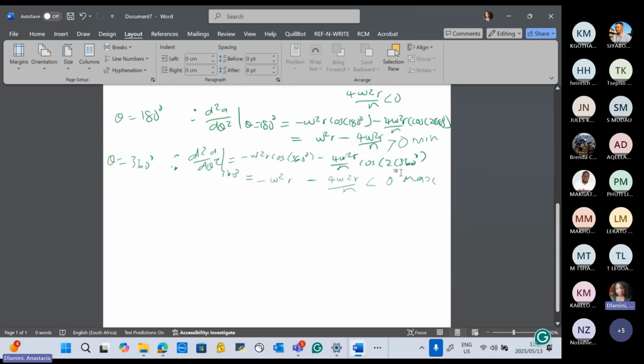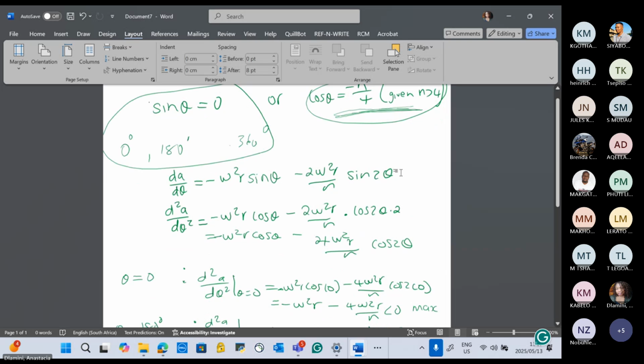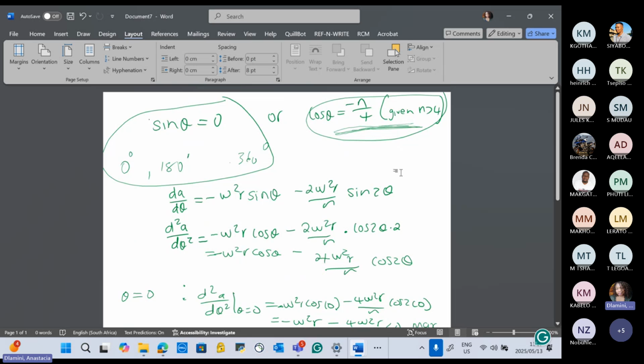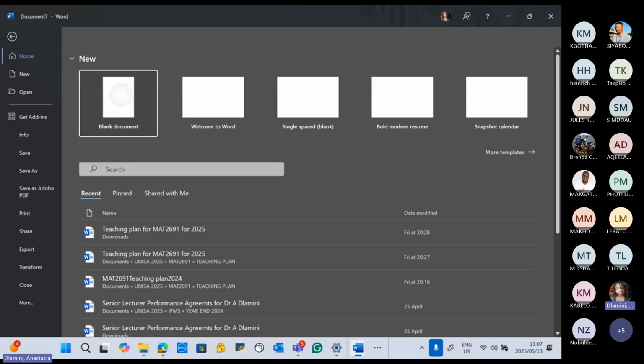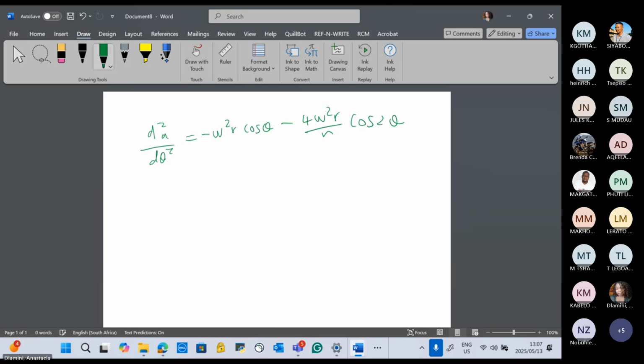How do you think we'll do that one? Look at it. So we have that our second derivative is equal to what? Negative w squared r cos of theta minus 4 w squared r over n cos of 2 theta. Are we all together there?